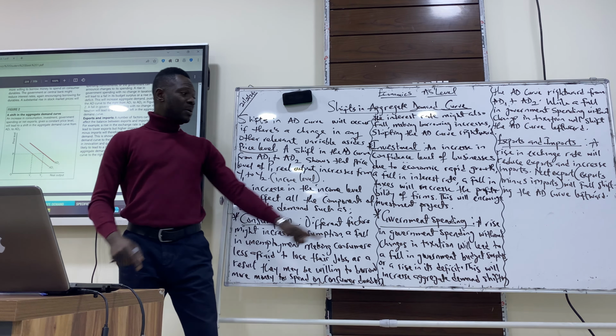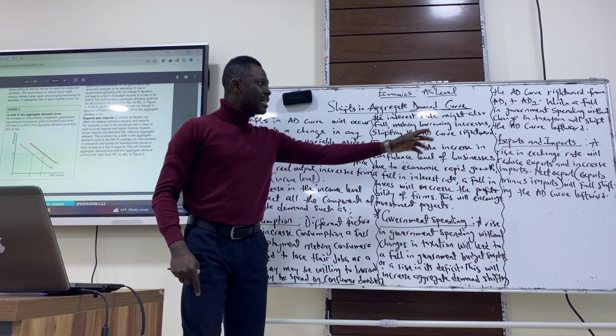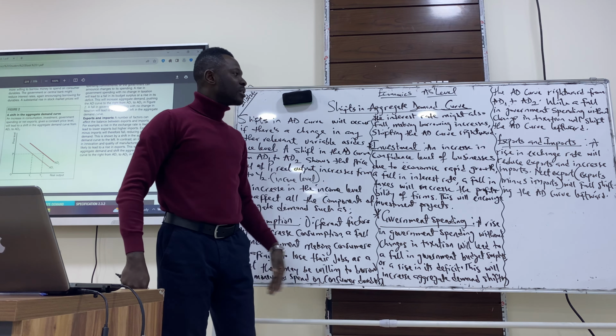But the problem about increasing government spending is that the government budget surplus would have fallen, or there's an increase in government deficit. That's about government spending, and so the AD curve will shift rightward from AD1 to AD2. That's an increase in government spending without increase in government taxation. On the other hand, if there's a fall in government spending without change in taxation, the aggregate demand curve will shift leftward from AD2 to AD1, because the income level would have fallen from Y2 to Y1. Price level remains constant.